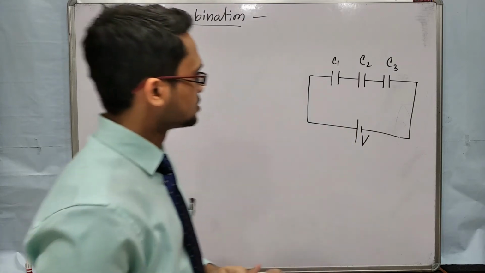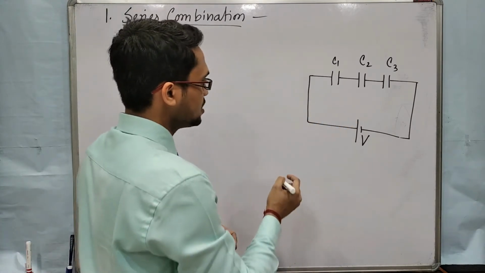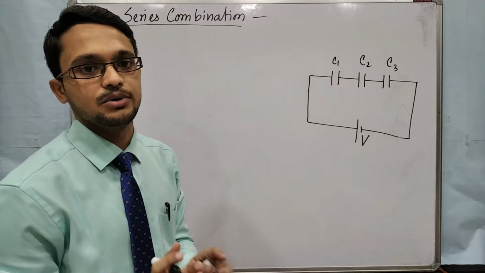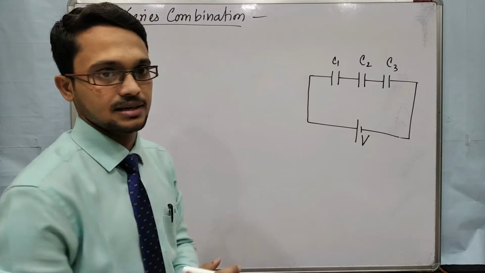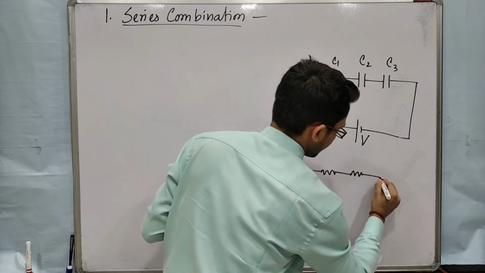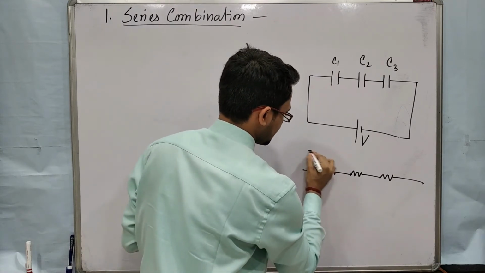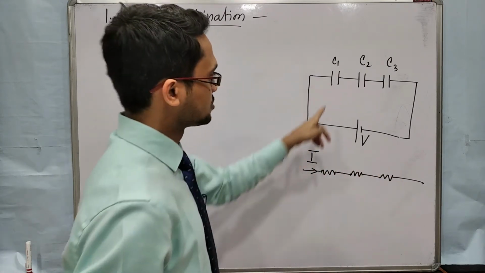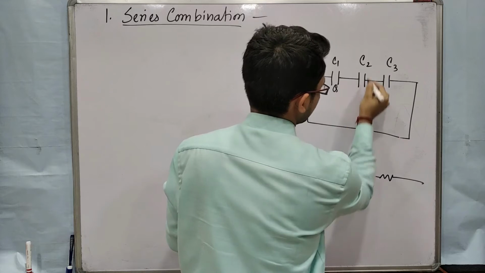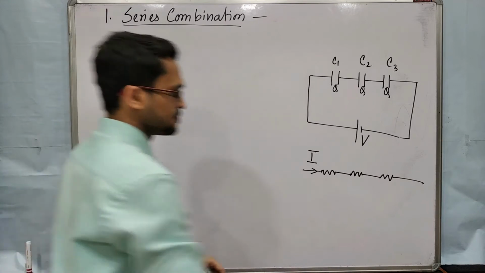So how will you do it? First we have to understand what is happening here. If you keep three capacitors in series, which physical quantity will remain constant? If in place of capacitors we keep resistances, what will happen? You know that current I remains constant. Here the constant quantity is charge. In this capacitor the charge will be Q, in this capacitor it will be Q, and in this capacitor it will be Q.